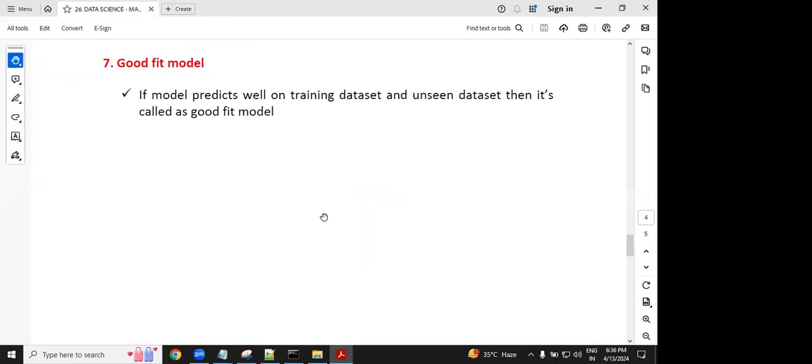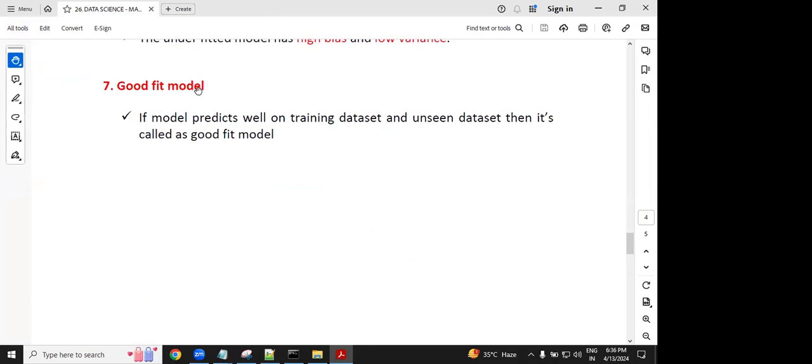What do you mean by a good fit model? Once the model training is done, the data is divided 70-30. 70 is used for training. The 30 images, I don't know those images. That is called unseen data, unknown data, new data. If I am performing very well over the 30 images, then that is called a good model.